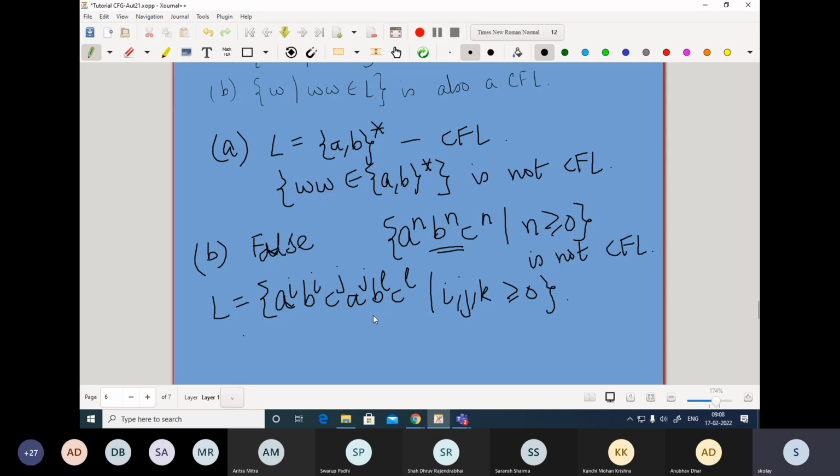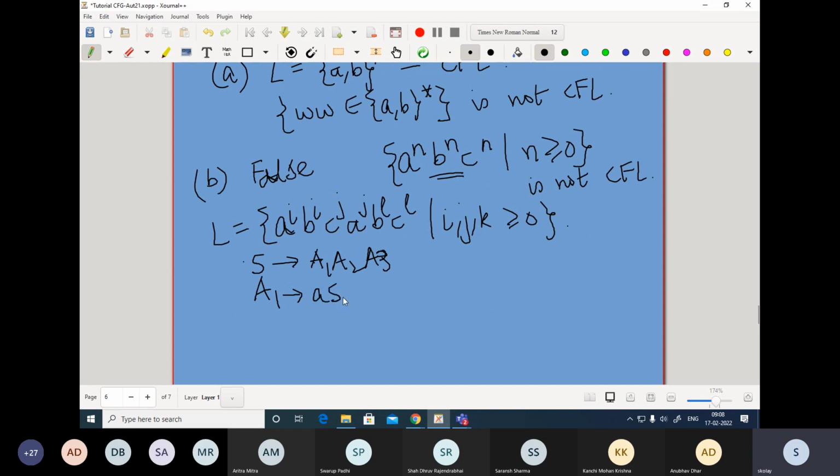So I notice that this is going to be context free. So just give a production like A1, A2, A3. And then A1 is going to generate A, A1, B, or epsilon. A2 is going to be C, A2, A or epsilon. A3 is going to be B, A3, C or epsilon. Right, so you can generate this. You just break these things up into parts and generate them separately.